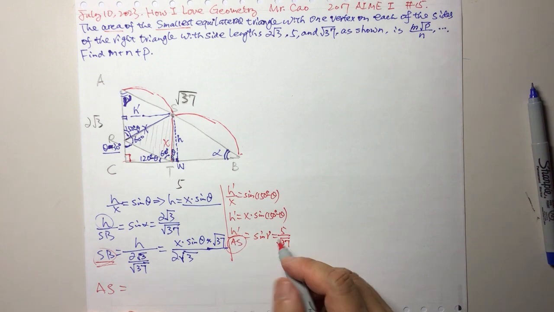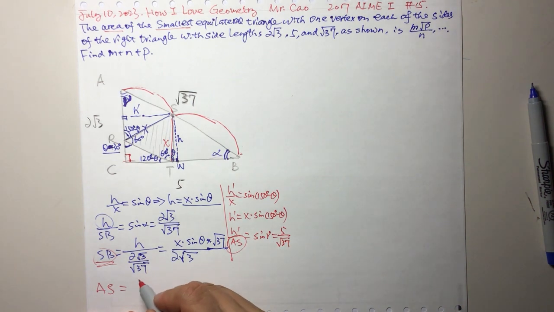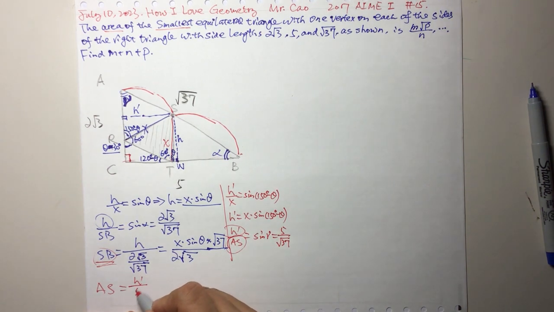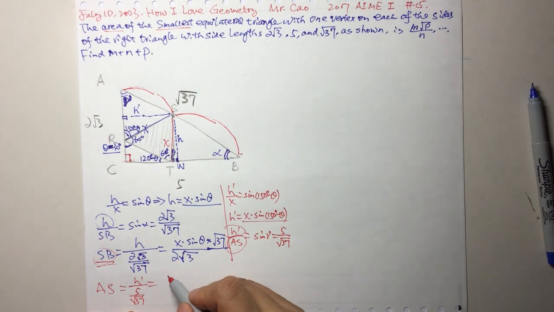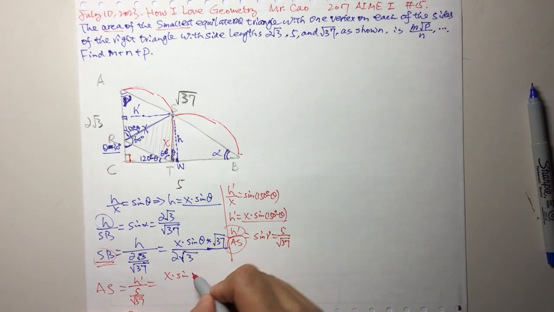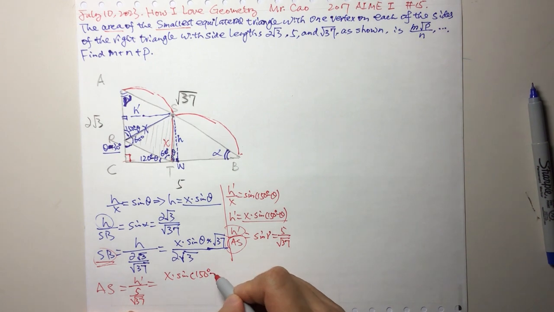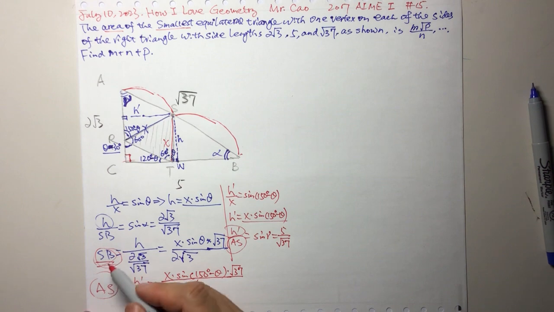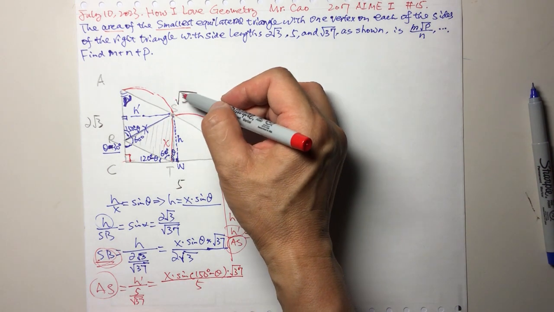So AS equals h prime over 5 over square root of 37. So h prime is x times sine of 150 degrees minus theta, over 5, then times square root of 37. And we know AS plus BS equals square root of 37.